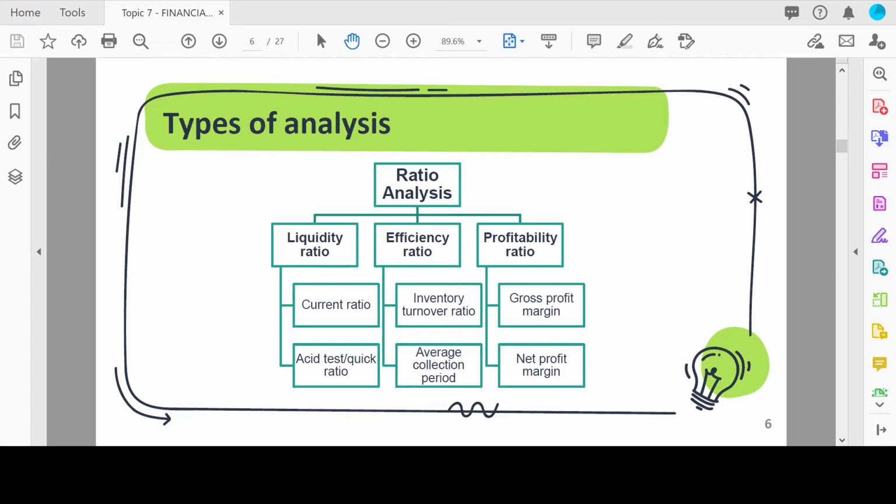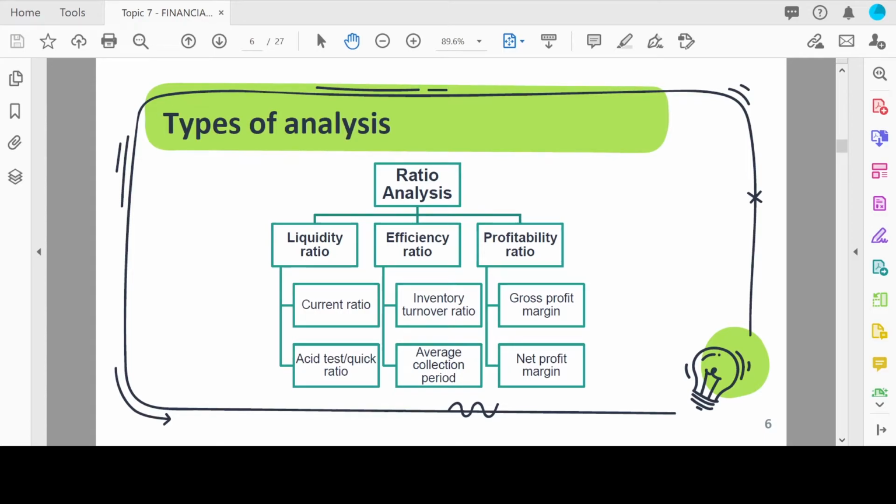So what are the types of ratio analysis? We're going to focus on 3 types of ratio analysis, which are liquidity ratio, efficiency ratio, and profitability ratio. And we're going to further break down, for liquidity ratio, into current ratio and acid test or quick ratio. For efficiency ratio, we're going to focus on inventory turnover ratio and average collection period. While for profitability ratio, we're going to focus on gross profit margin and net profit margin.